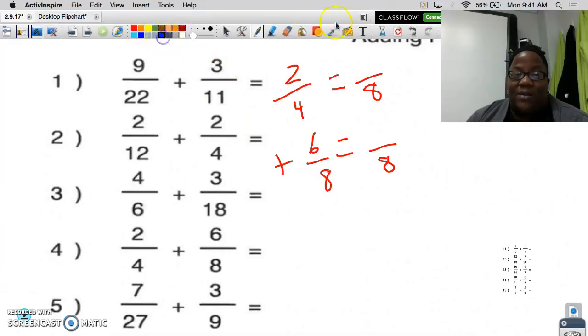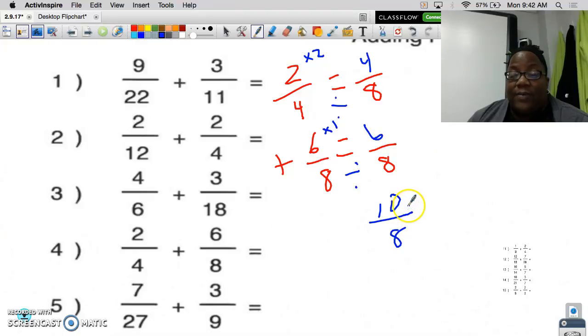So what I'm going to do now, divide and multiply. 4 will go into 8, or 8 divided by 4 is 2. Take that number, multiply it with the top. 2 times 2 is 4. 8 will go into itself one time. Take that, multiply it with the top. 6 times 1 is 6. Now I get to add. This is going to give me 6, 7, 8, 9, 10 over 8.